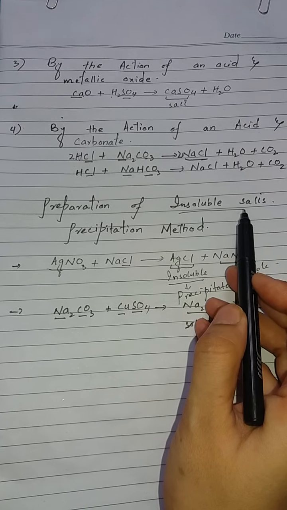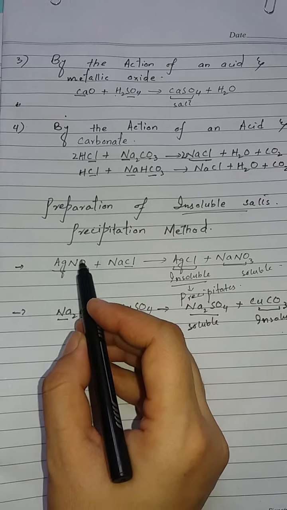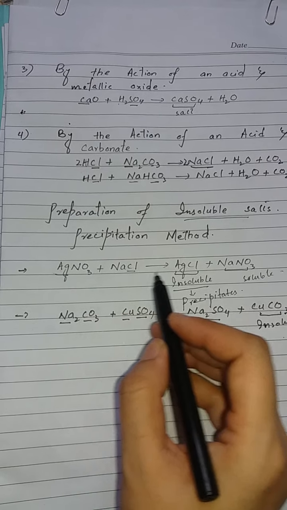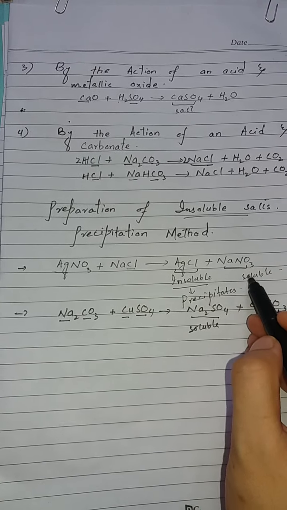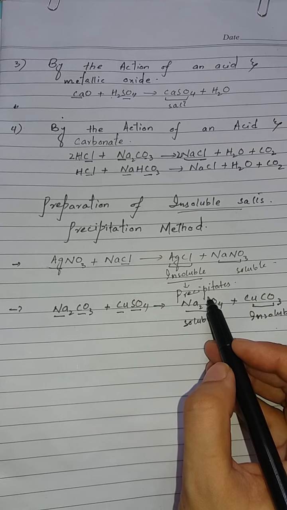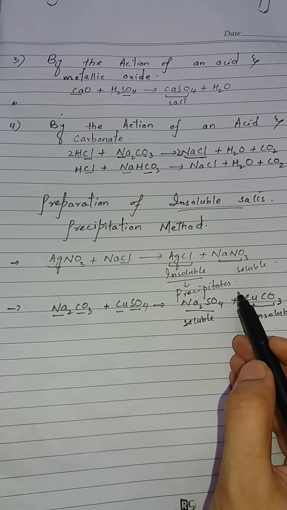So insoluble salts are always formed by the mixing of aqueous solutions of two soluble salts. Then one insoluble salt is formed and the other soluble salt is formed. Insoluble salt precipitates at the bottom of any container or any test tube.